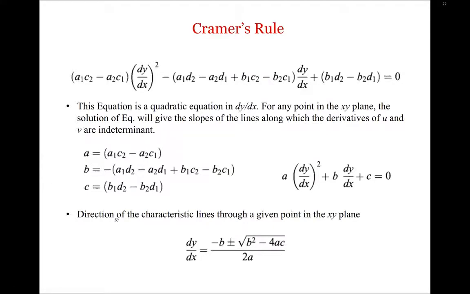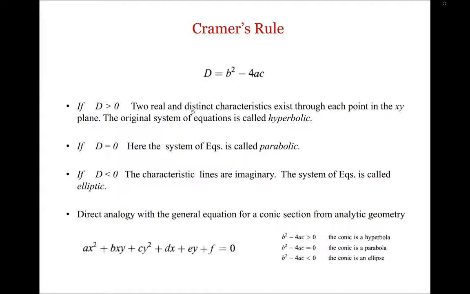So we find that a (du by dx) whole square minus b (du by dx) plus c equals 0. So this du by dx must be equal to minus b plus minus under root b square minus 4ac divided by 2a. Now this term b square minus 4ac is of importance. So let this be equal to d. So d equals b square minus 4ac.